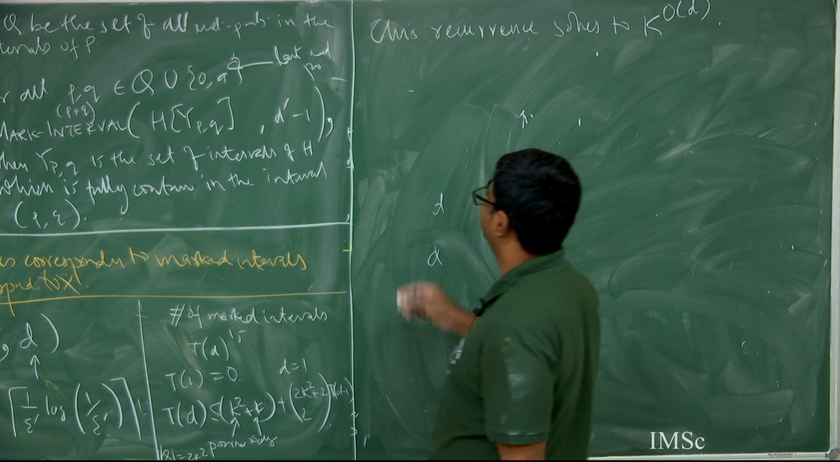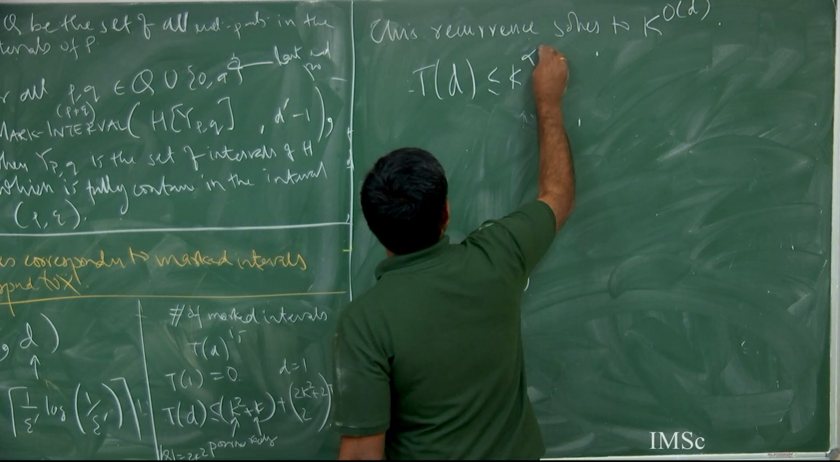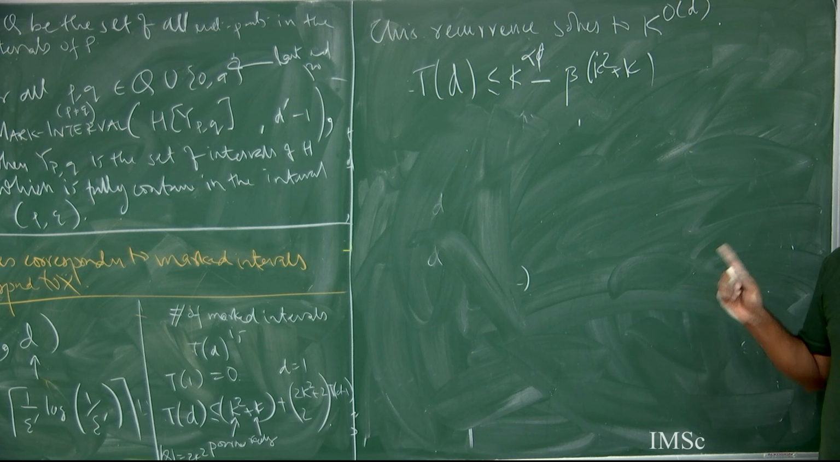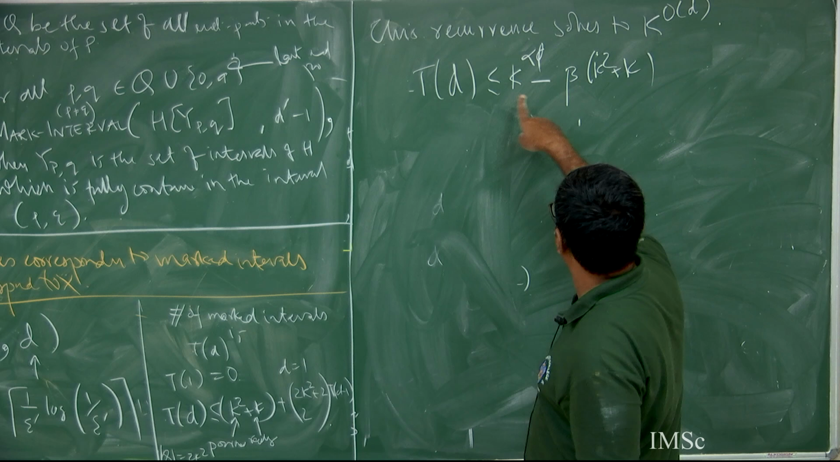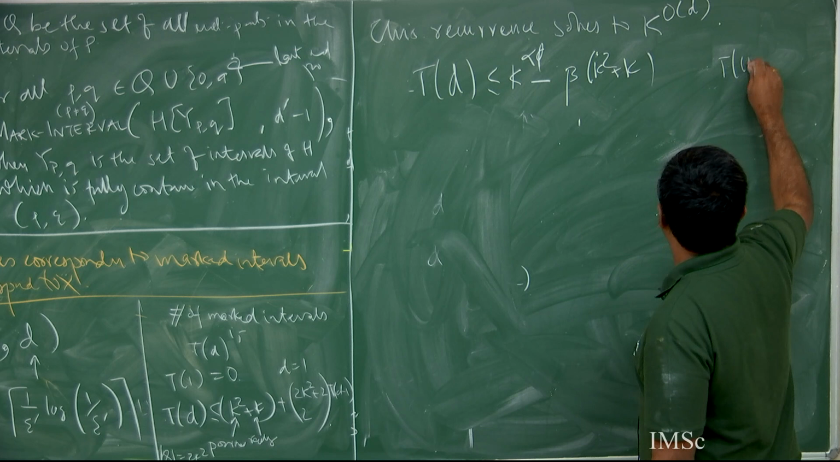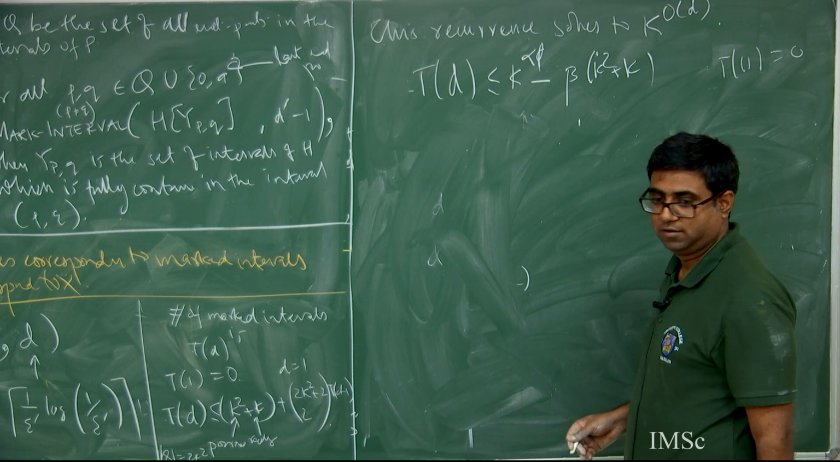Guess: T of d is less than or equal to k power alpha d minus beta times k square plus k, to get rid of this. Now show it. Seriously, that's the right way. But is T of 1 equal to 0? Let's put d equal to 1. So we have to choose in a way that T of 1 is equal to 0. Now you apply this, k square plus k, okay?